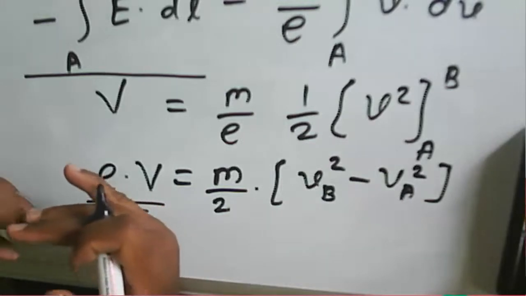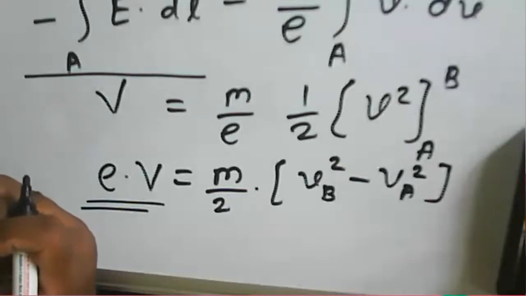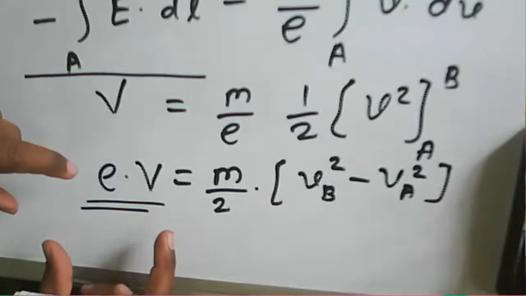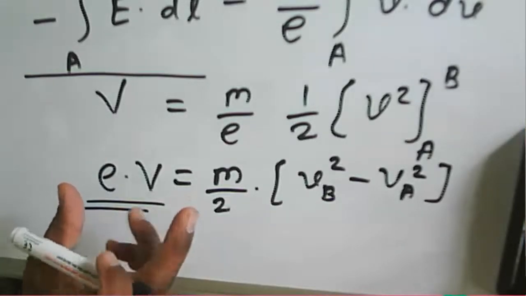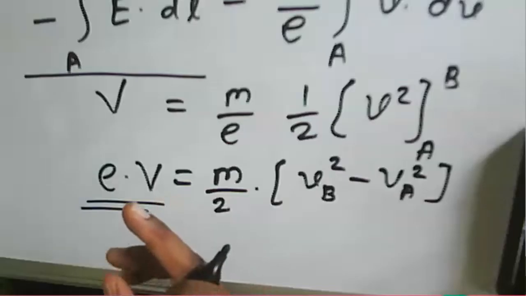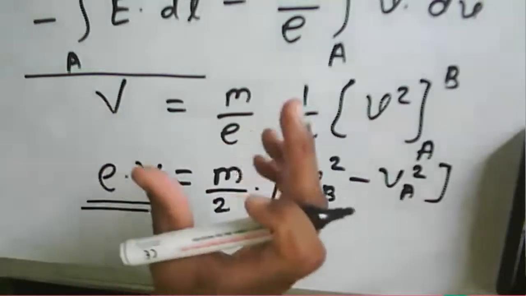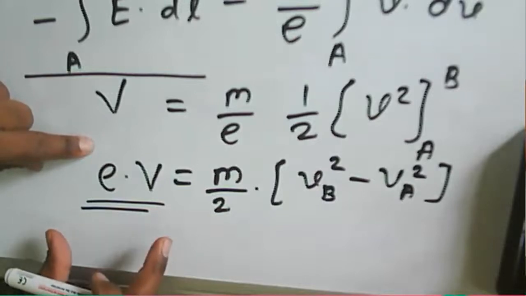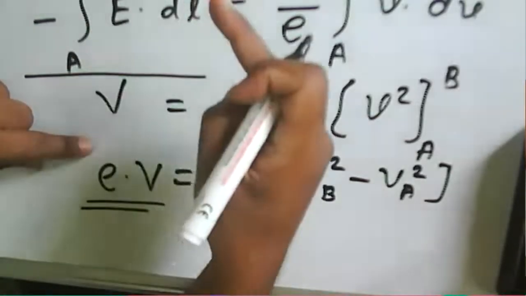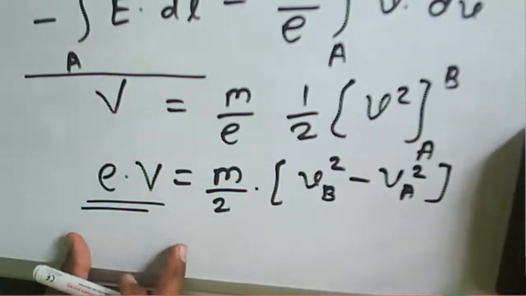So if there is one unit of work done, if that charge is a unit charge, then the work done is nothing but one electron volt. If only one eV, it means nothing but the work done by this electron. That is nothing but one electron volt.